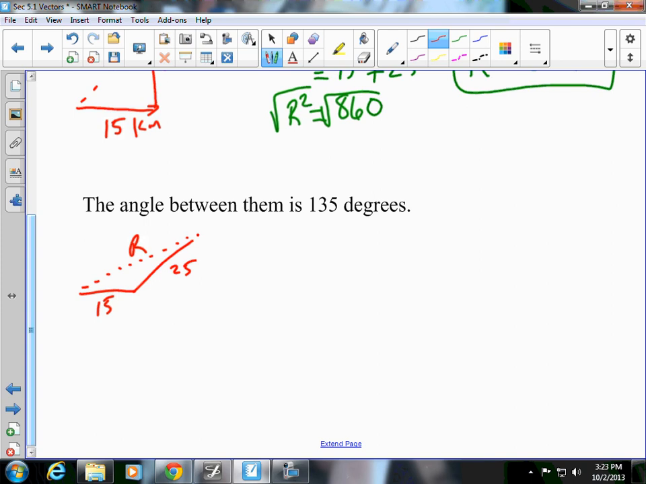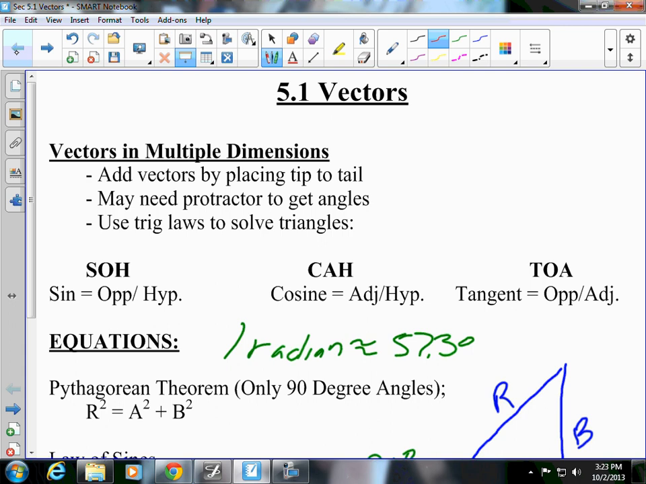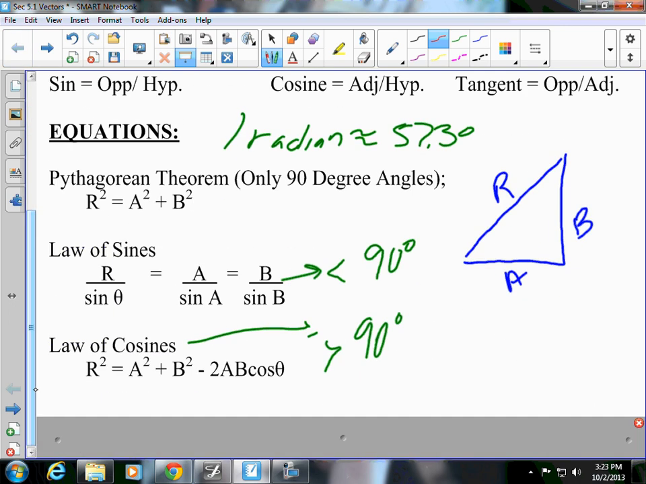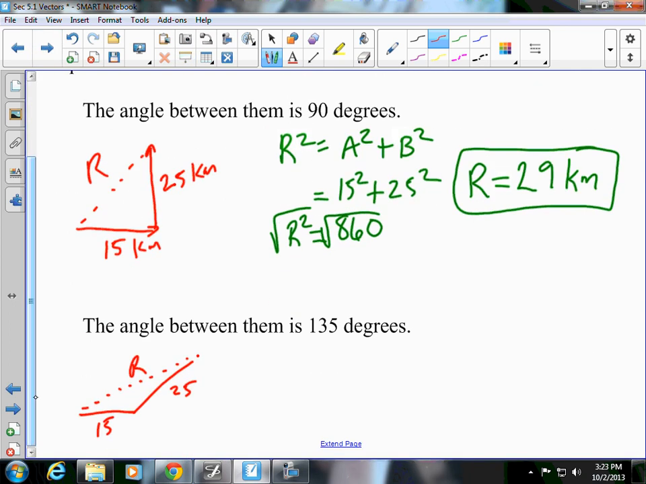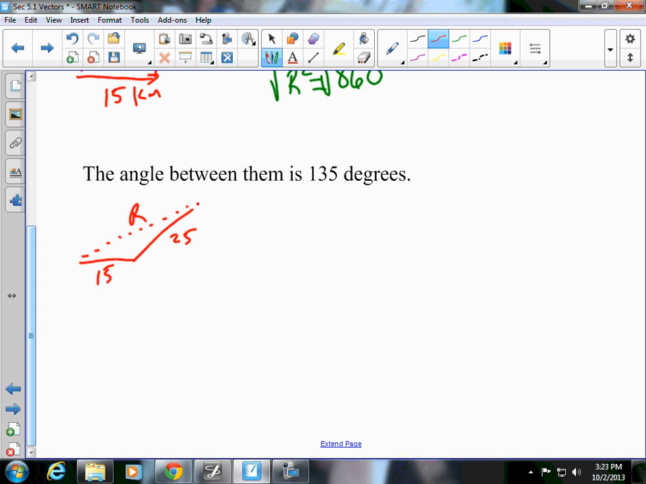Well, remember going back to the last slide, if it is greater than 90 degrees, we're going to use the law of cosine. So the law of cosine is right here. So let's go ahead and plug this in. And when we do that, we get r squared is equal to a squared plus b squared minus 2ab cosine of theta. And again, theta just means angle.